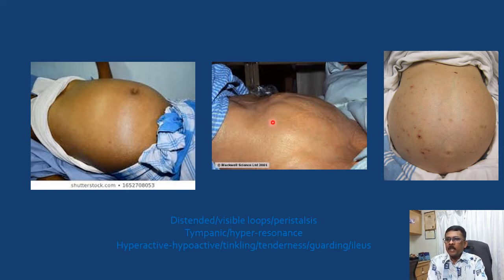Okay, and then on percussion, you have tympanic or hyperresonant, and on auscultation, you get hyperactive bowel sounds, and later becoming tinkling. Okay, so these are all the classical features of an abdomen with intestinal obstruction.